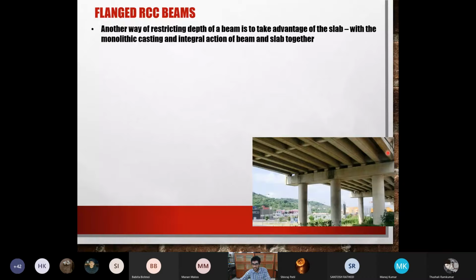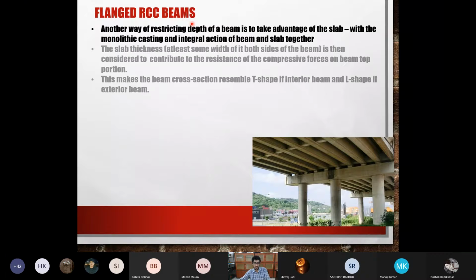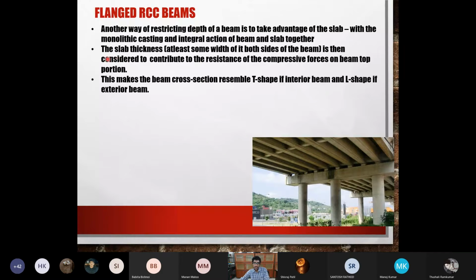And if you come to the end, it will resemble the shape of an L. So they call that L beams. The common term for them is flanged RC beams because they have something known as a flange. We'll see what that flange is. The slab thickness, at least some width on both sides of the beam, is considered to contribute to the resistance of the compressive forces on the top of the beam.